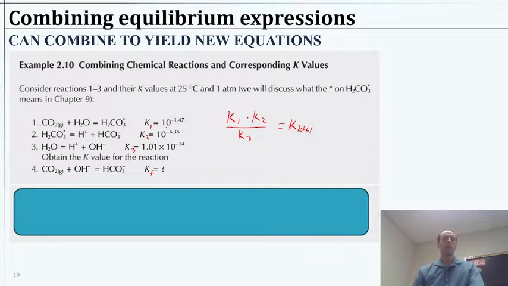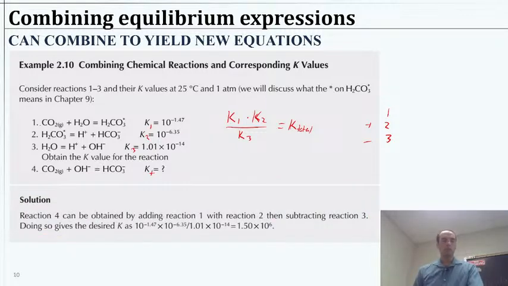So if we do 1 plus 2 minus 3, I believe that should give us the answer, which means all we need to do with the K's is say K total is the 1 times 2 divided by 3, right? And I went ahead and labeled those because they didn't. Okay, adding reaction 1 with 2, subtracting 3, doing so, yeah. And the answer then should be 1.5 times 10 to the 6 power.